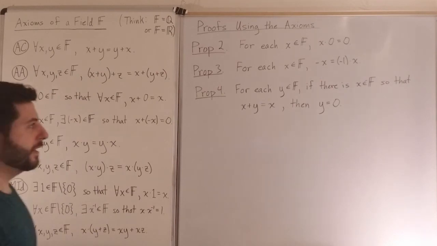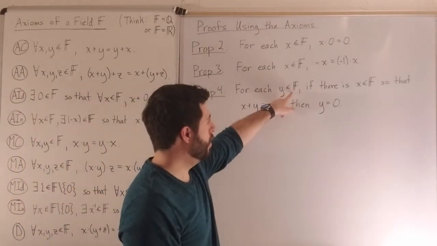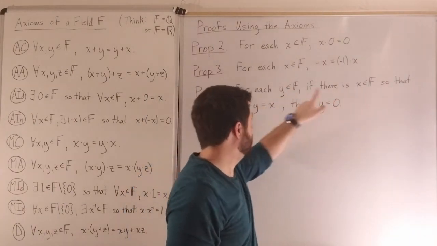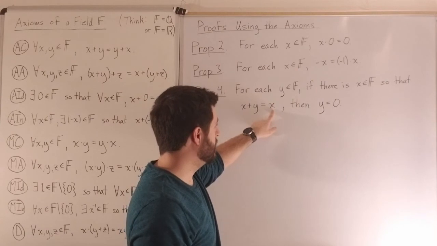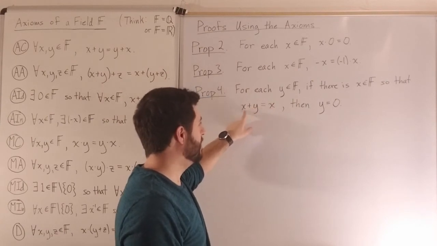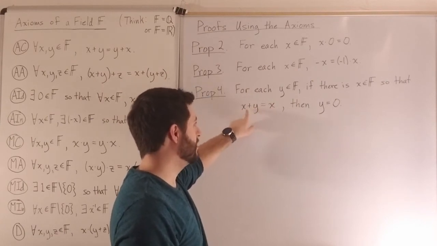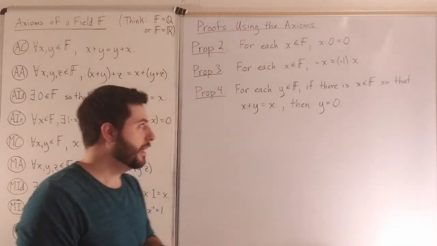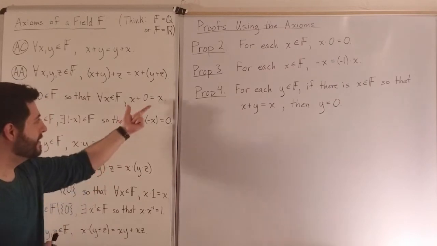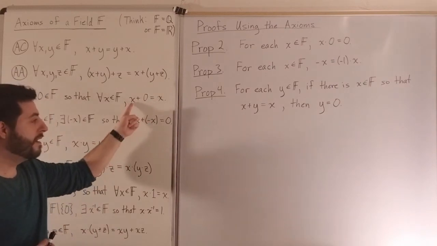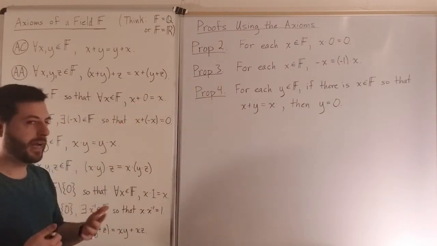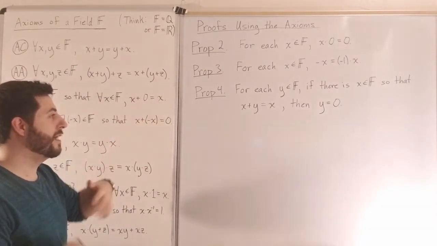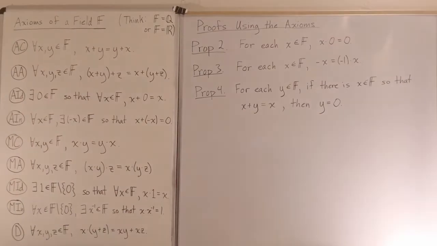Alright, proposition 4 here says that for each y in the field, if there exists an x so that x plus y is equal to x, in other words, if y is acting like 0 when added to x, then y must actually be 0. If it acts like 0, if it satisfies this equation for one value of x, then it must actually be 0. Another way of saying that is that 0 is the only thing that satisfies this equation for any x.